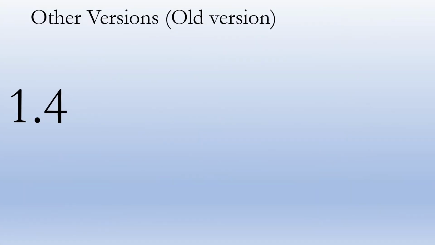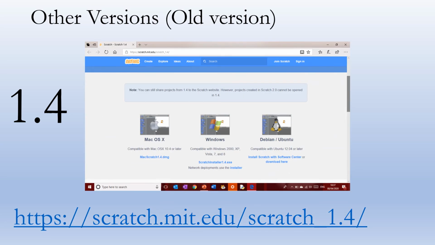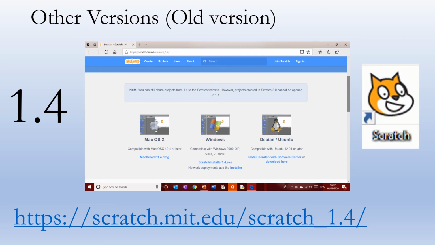If you have problems installing Adobe or Scratch 2.0, you can try and download an older version of Scratch like 1.4 from this website. Just choose the computer you have and Scratch will begin to install. When the download is complete, Scratch should appear on your desktop. Click on this icon to run Scratch.